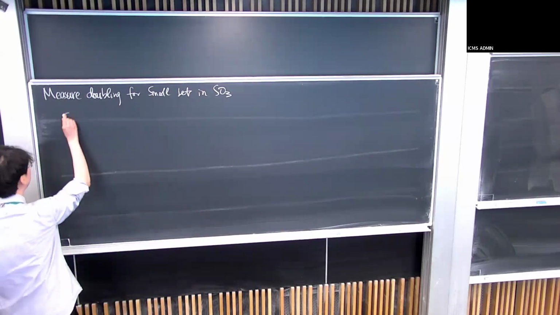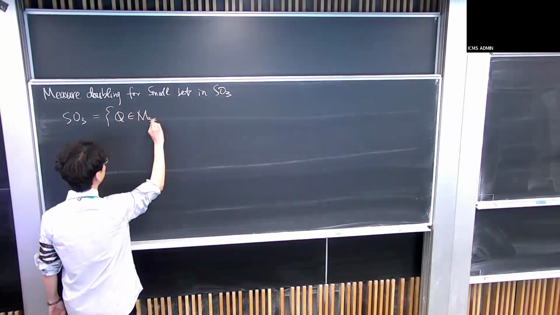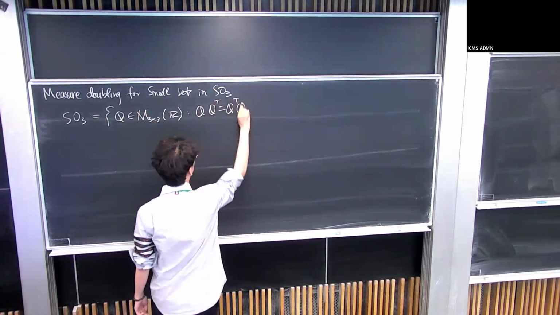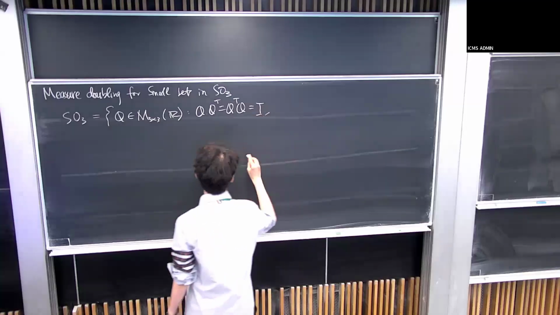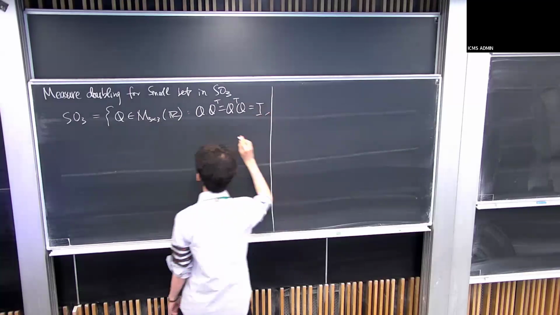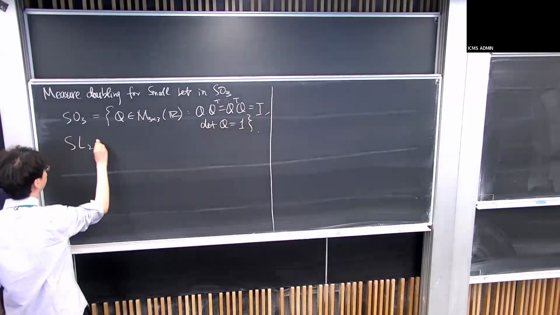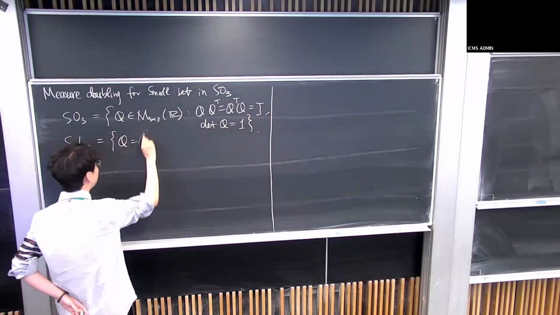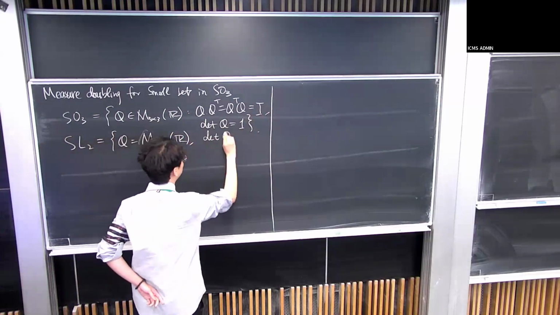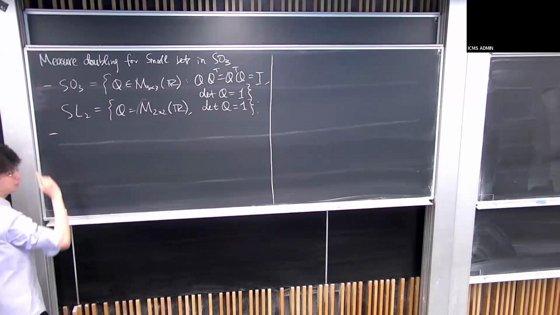So just write one definition. SO3R is 3x3 real matrices, with transpose inverse, and also determinant 1. And SL2R is 2 by 2 real matrices with determinant 1. Just these two groups, two model cases.